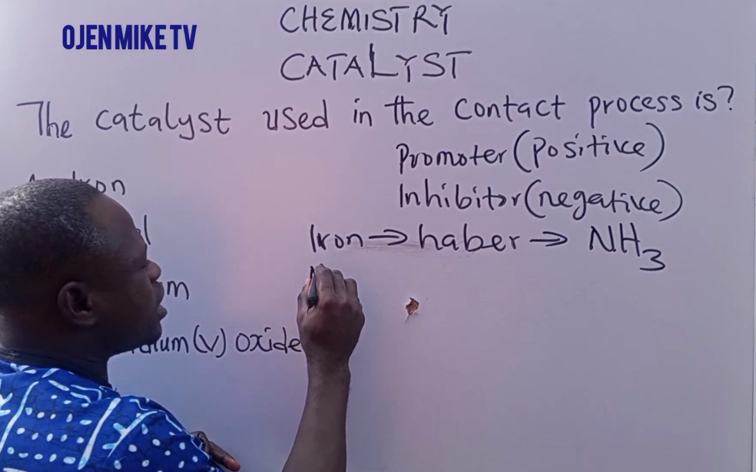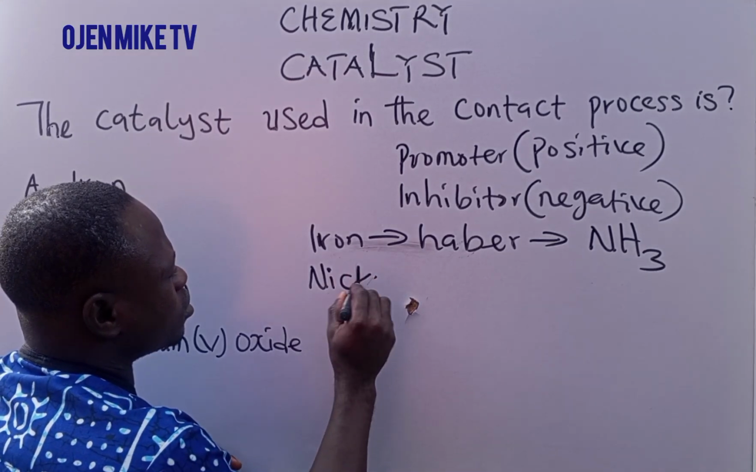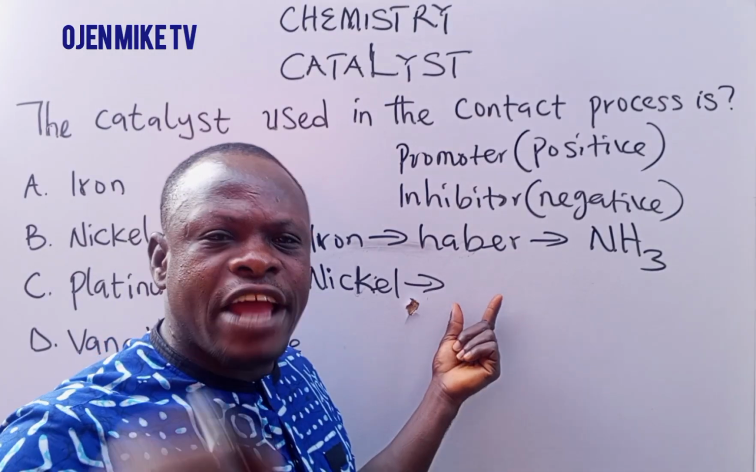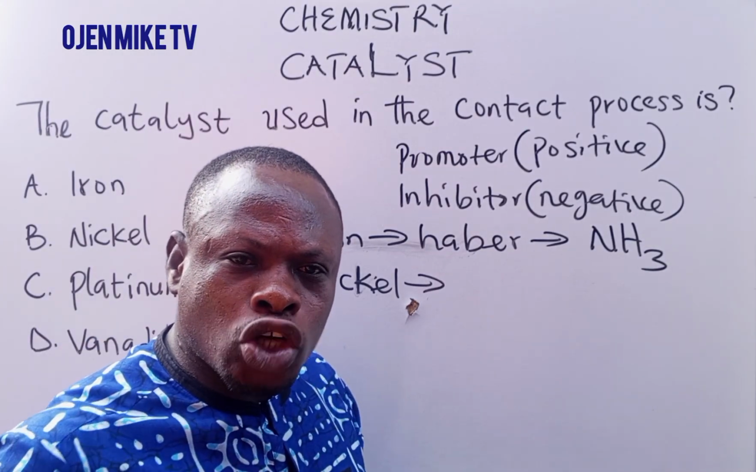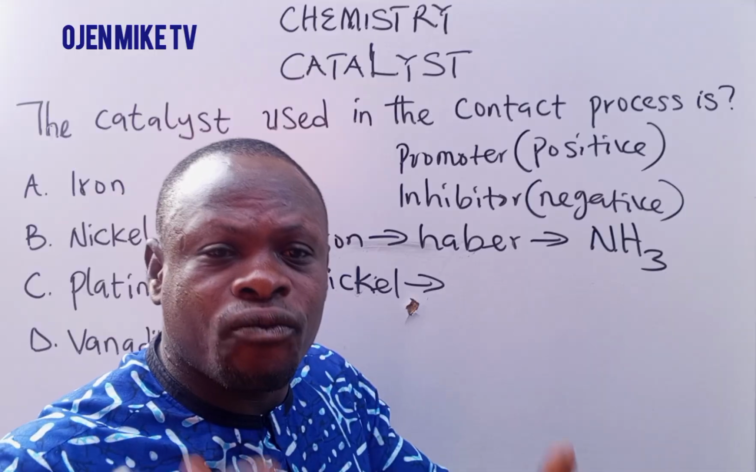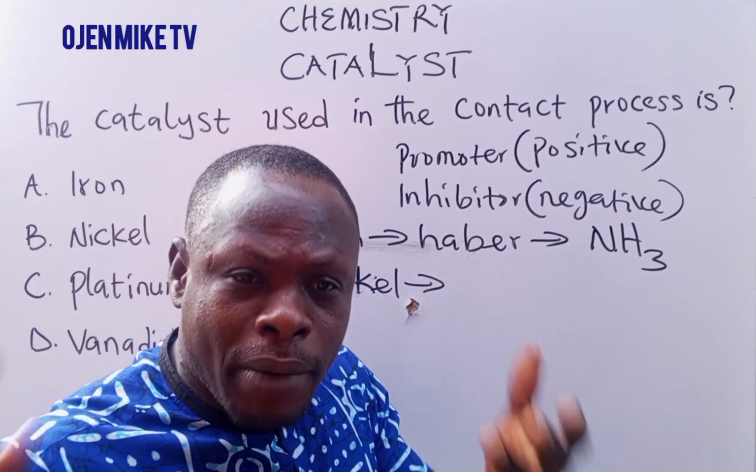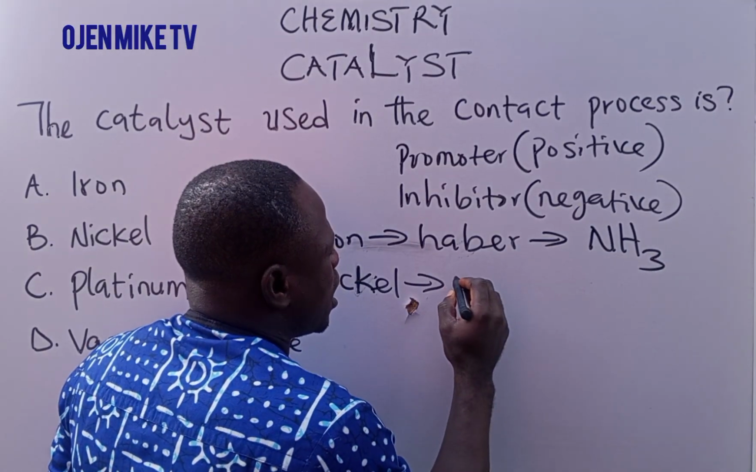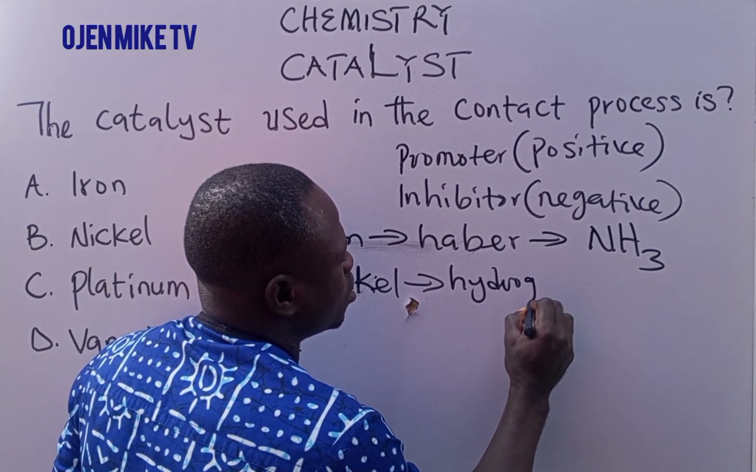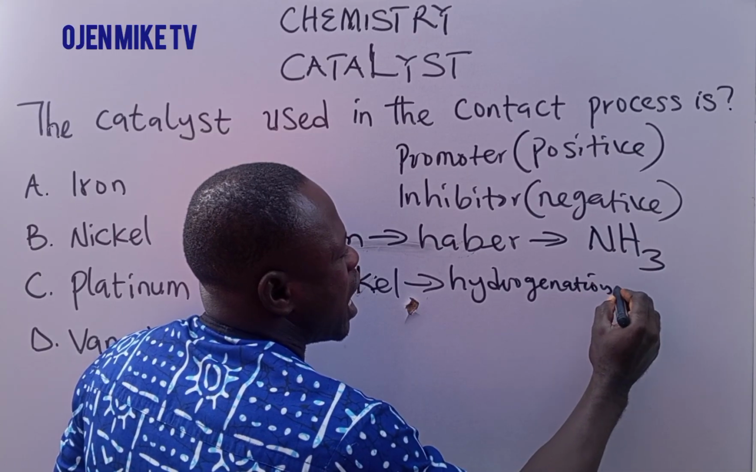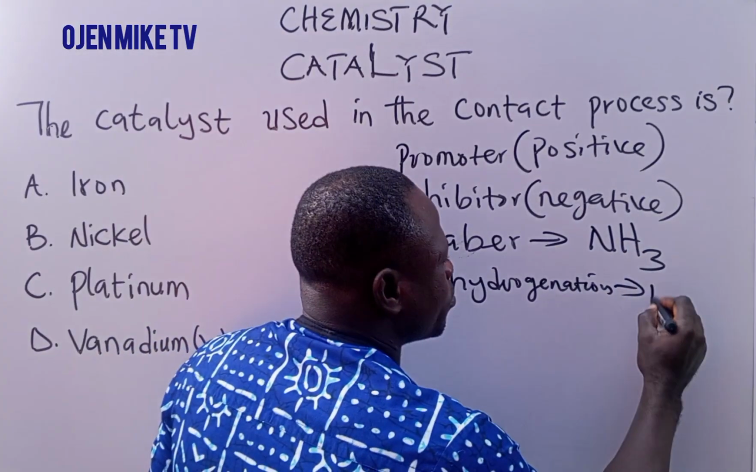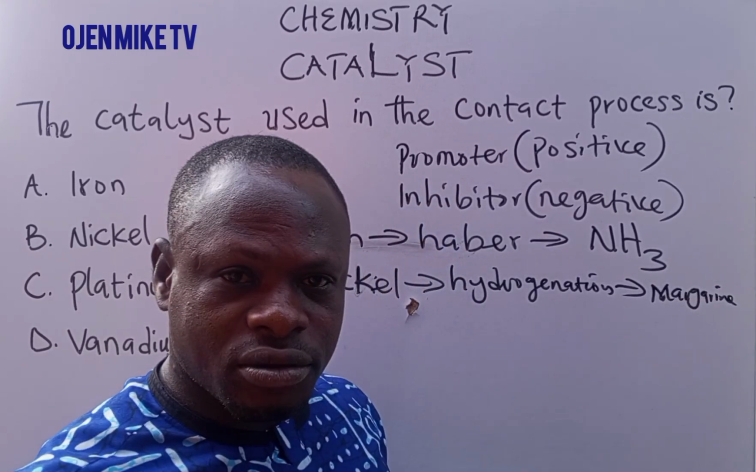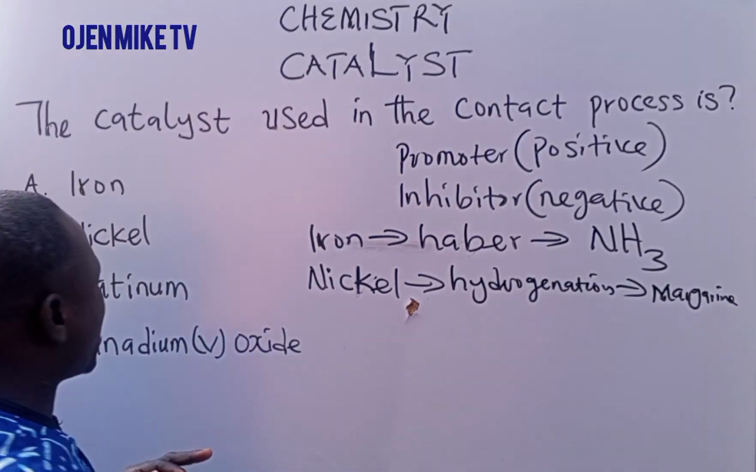Nickel. The process used is hydrogenation. Hydrogenation means hydrogenation of vegetable oil. It is used in the production of margarine, and the process is called hydrogenation. And what they produce is margarine.